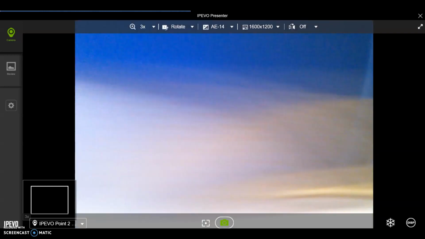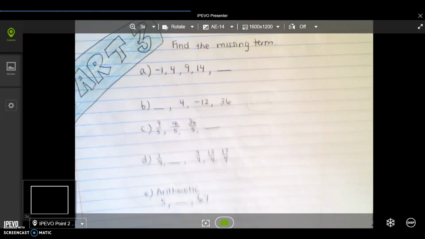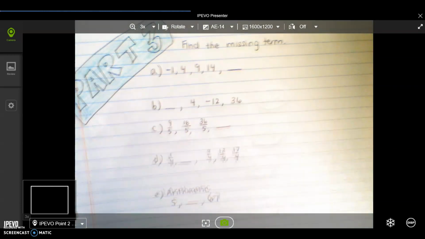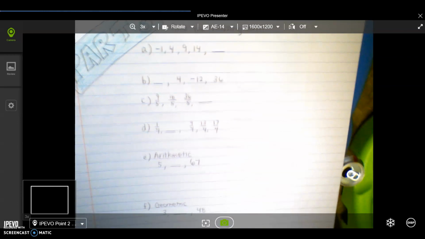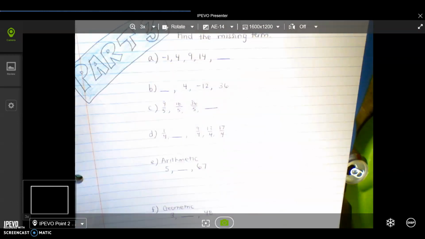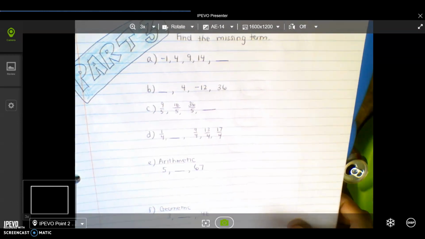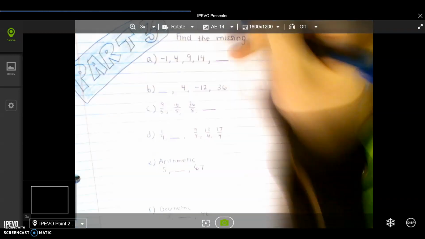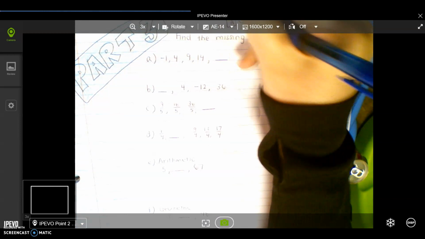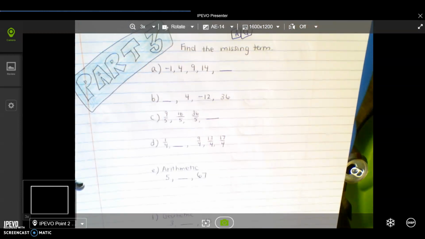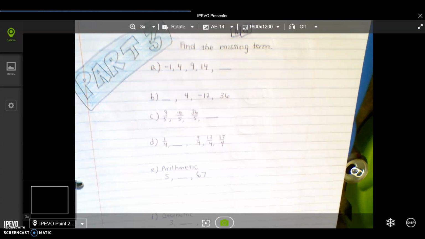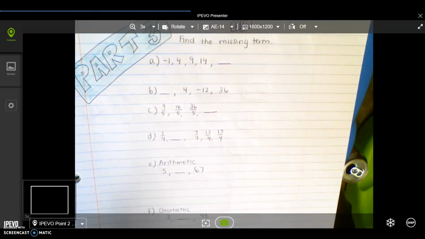Part 3, find the missing term of the sequence. So again, write these down, pause the video, see if you can find the missing terms. Let's get that last one on there. There we go. And then play the video and see how you did. My hint for this one again, figure out if it's arithmetic or geometric. Then figure out the common difference or common ratio. And then figure out what's missing.